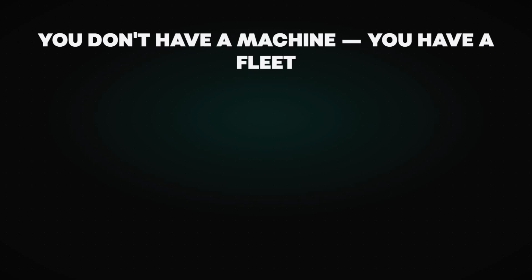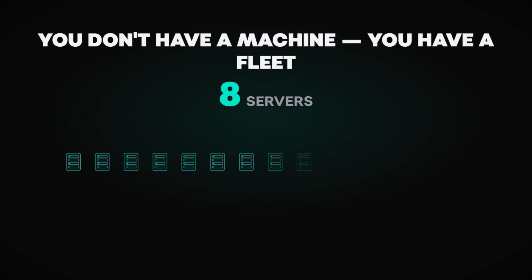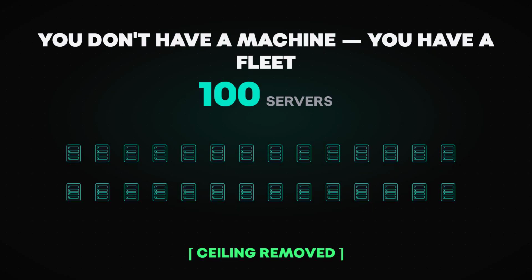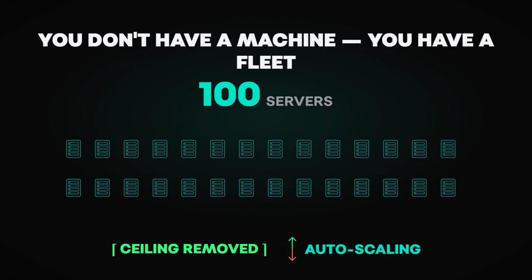The key difference is that with vertical scaling, you are always working with a single machine. With horizontal scaling, you have a fleet: 2 servers, 10 servers, 100 servers, all running the same code, all handling requests in parallel. This removes the ceiling entirely. When you need more capacity, you spin up another server. When load drops, you shut one down. On modern cloud infrastructure, this can happen automatically, a practice called auto-scaling.